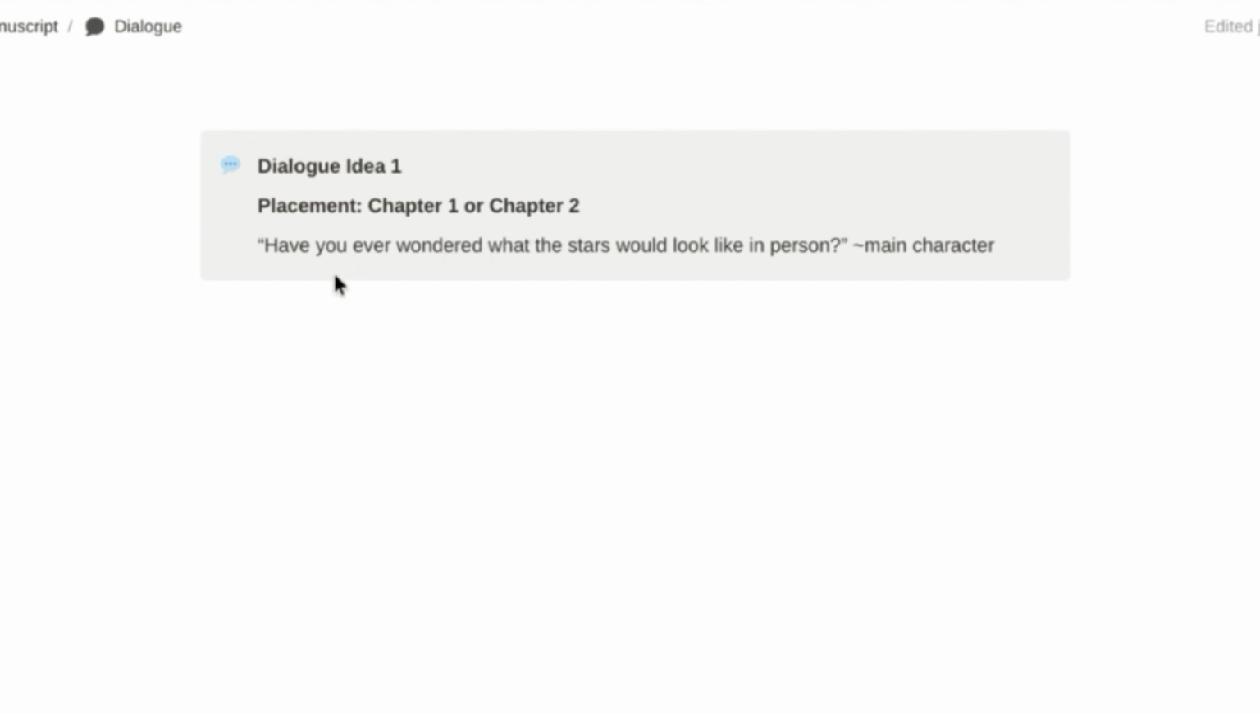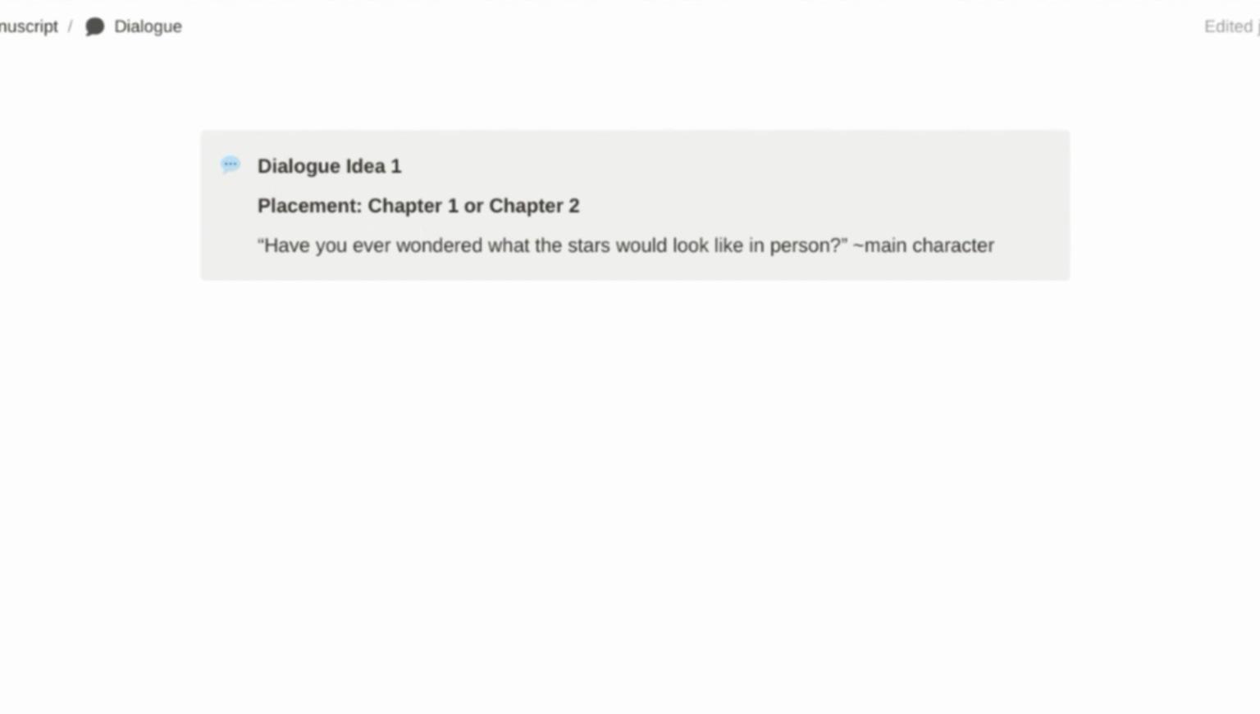And then I have the line that I want to insert in the book. I just made this up. This has nothing to do with my actual novel, but just to give you an idea of what a dialogue idea would look like and what it would look like in the dialogue call out box. And then I put who I think would say it or who I see saying it in the novel.